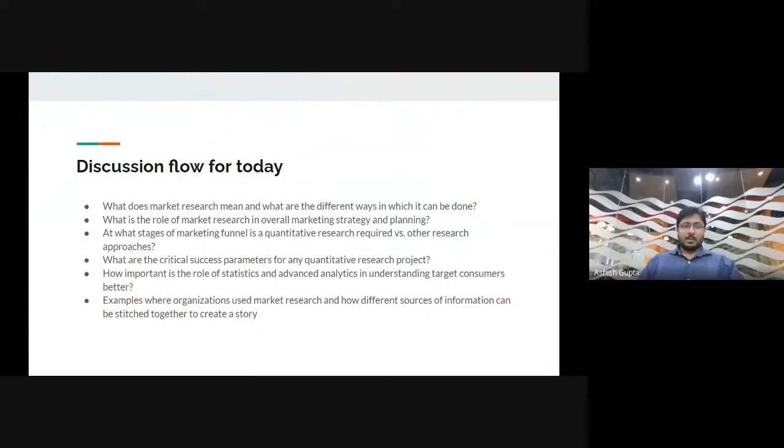So what we'll cover today is basically what you see on the screen here. We'll try to first understand what market research means and what the different ways are in which research can be done. We'll also try to understand how technology has evolved and how companies have utilized it for doing market research. And obviously, what is the role of market research in the overall marketing strategy and planning?